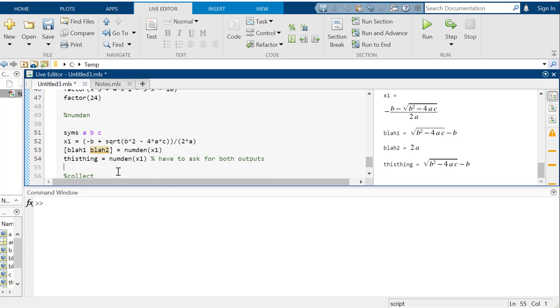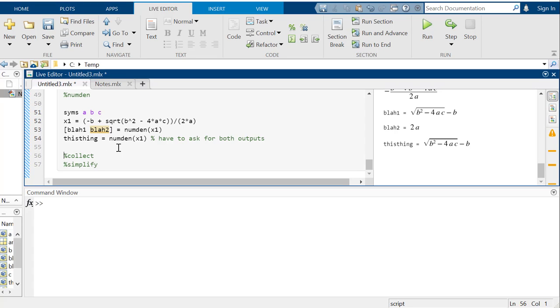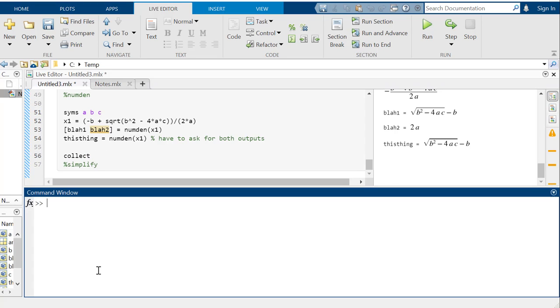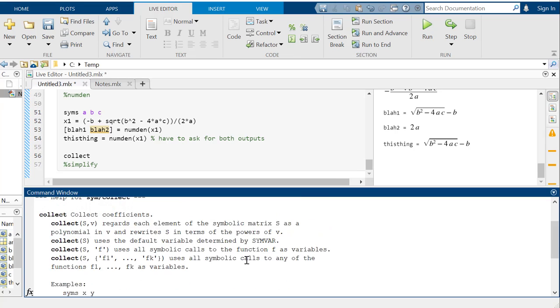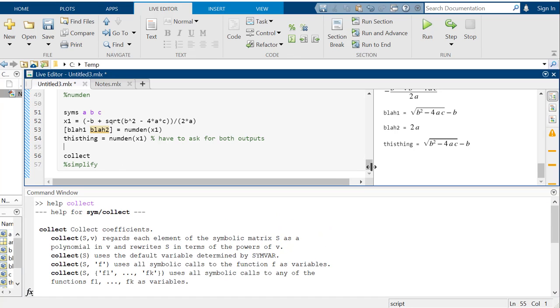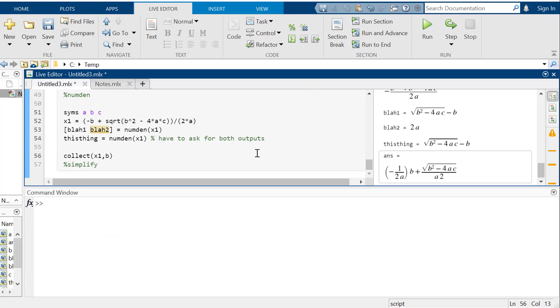Okay, so collect, if I'm not mistaken, let's check it out. So help, collect. Okay, so collect basically combines things based on a specific set of terms. So if I have x1 and I want to collect it on the B, I don't know if that's going to do anything interesting. Okay, yeah, it did. So basically what you're saying is I want you to rewrite this thing.